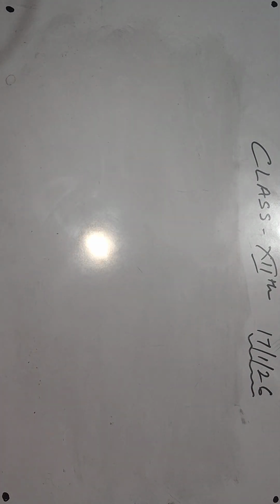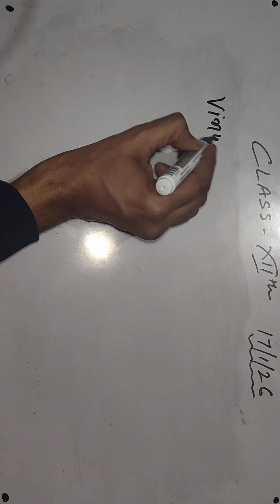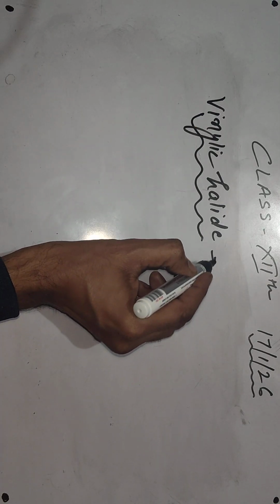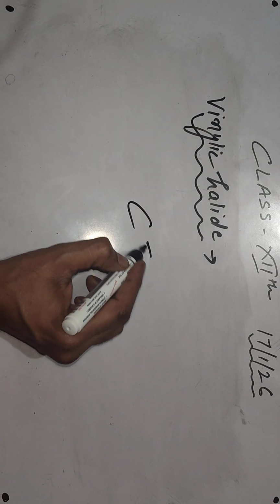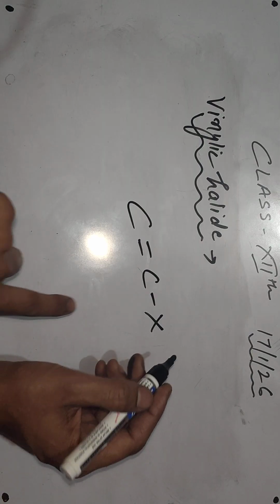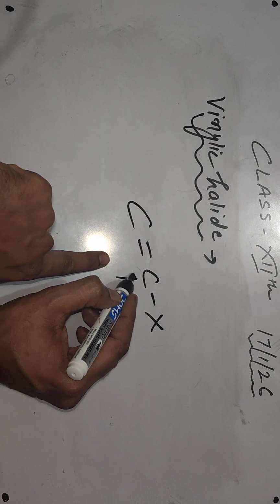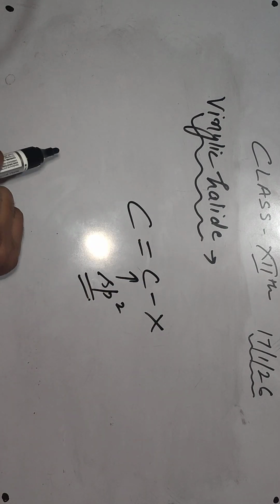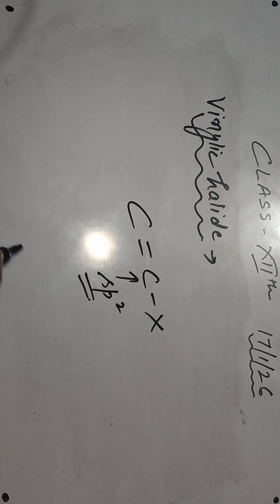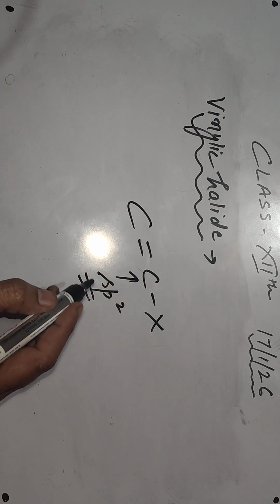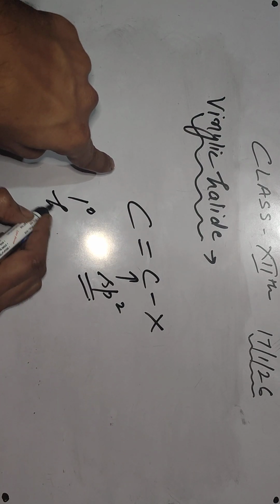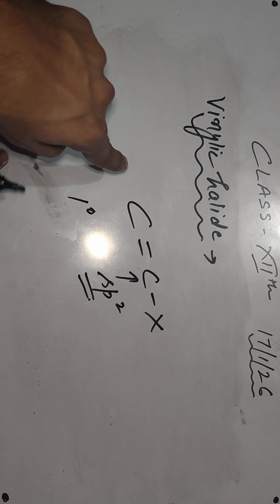Next category is vinylic halide. Very easy. This one. X is connected to an sp2 hybridized carbon, meaning an alkene carbon. This is the vinylic halide condition. It can also be of 1 degree and 2 degree category. Like this one is 1 degree vinylic halide.